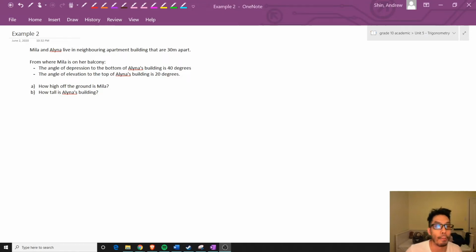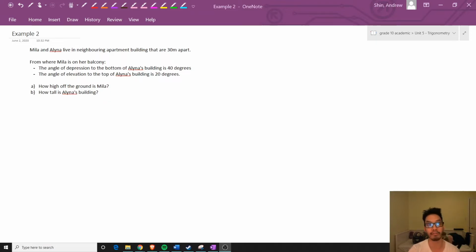All right, example number 2. Mila and Alina live in neighboring apartment buildings that are 30 meters apart. So there's two different apartment buildings. They're 30 meters apart. From where Mila is on her balcony, the angle of depression to the bottom of Alina's building is 40 degrees. The angle of elevation to the top of Alina's building is 20 degrees. How high off the ground is Mila? And part B, how tall is Alina's building?